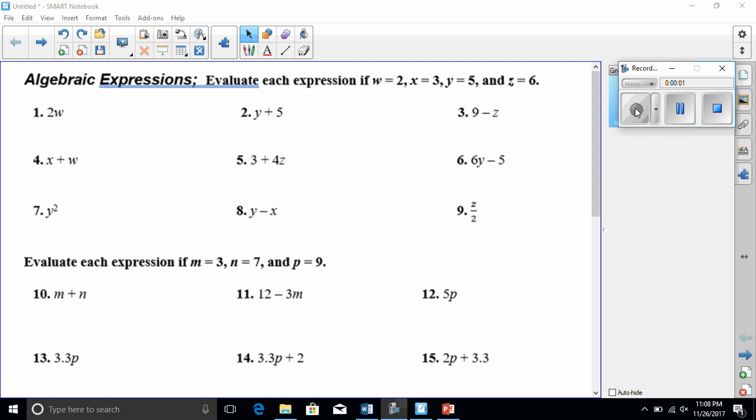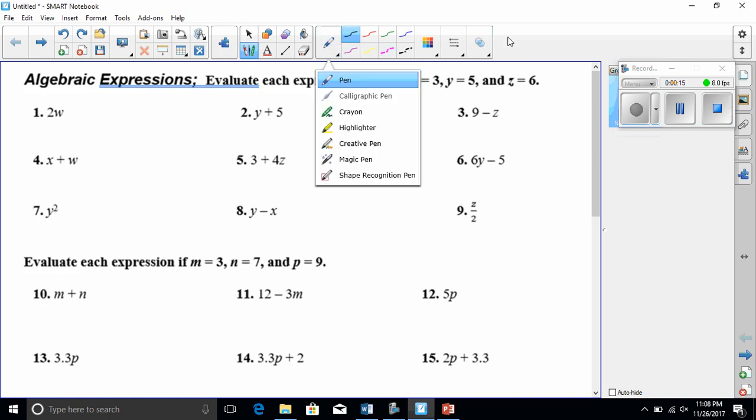We're going to go over algebraic expressions, evaluate each expression. If w equals 2, x equals 3, y equals 5, and z equals 6. So let us begin. I'm going to do your odds today.